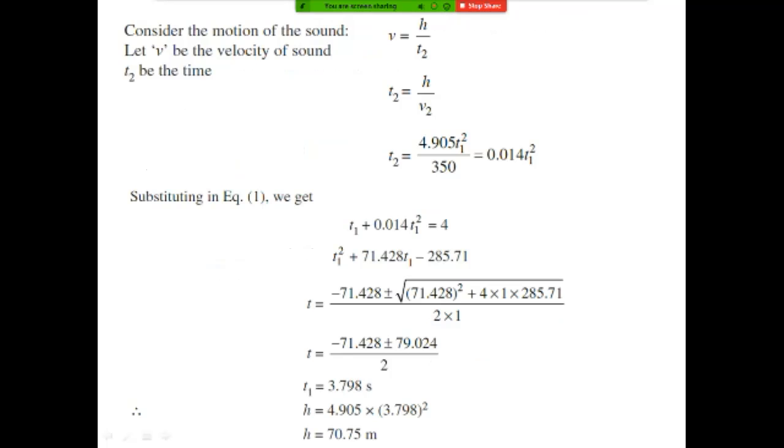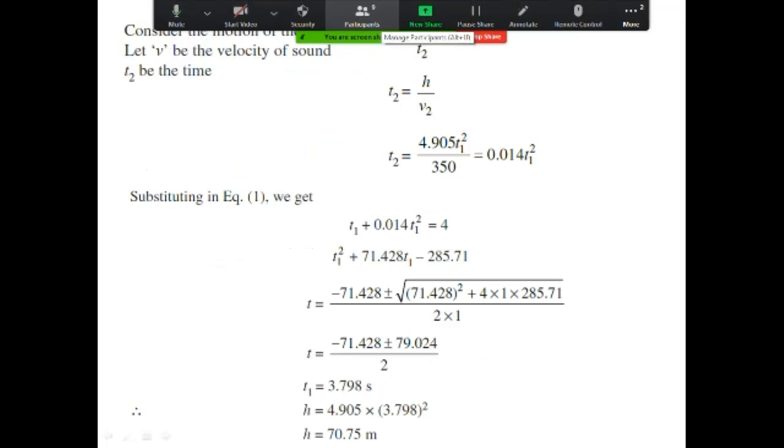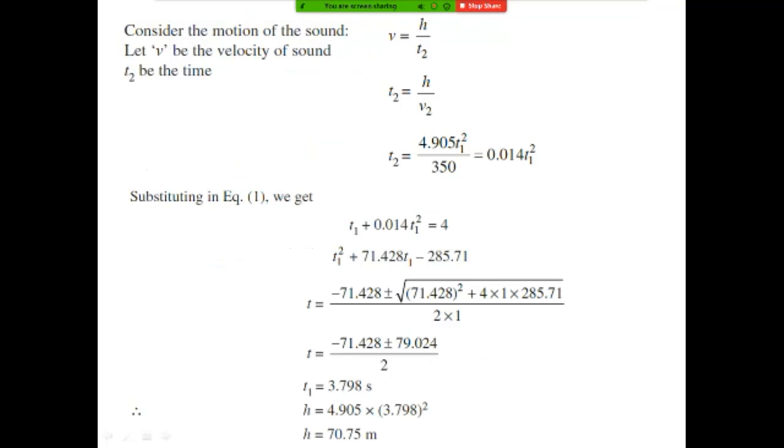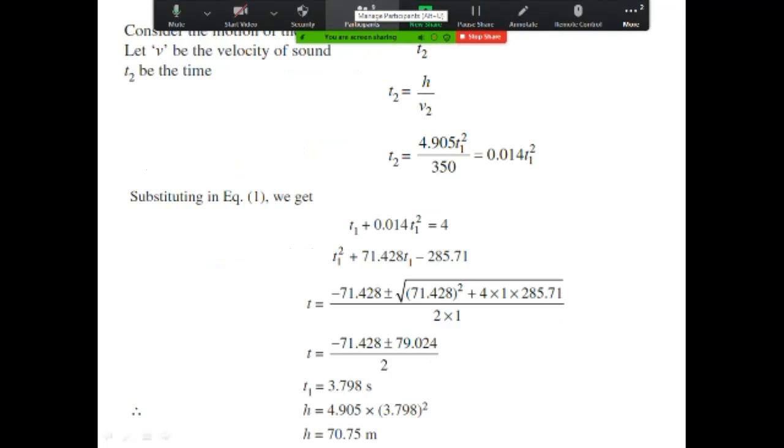Okay. Now is it fine? Sir, these are very simple equations. Only one equation I am using right now. After that, your basics, how to solve the quadratic equation, those things, right?